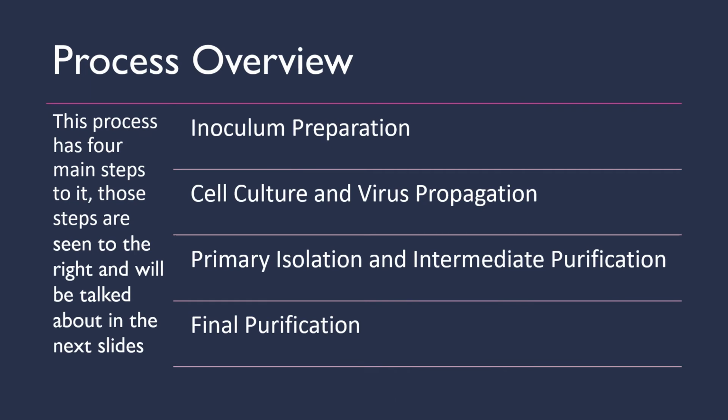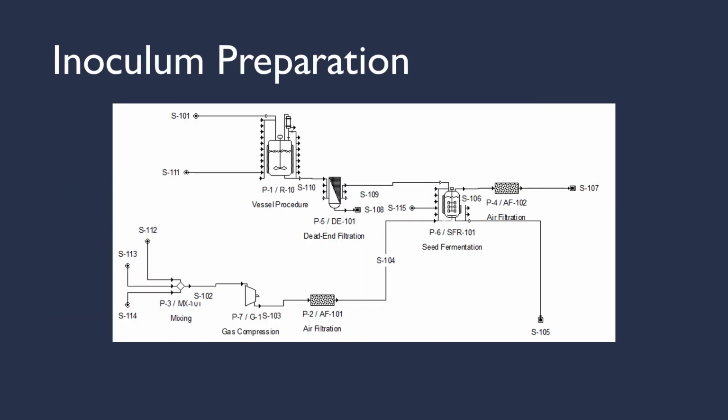This process has four main steps to it. Those steps are seen right here: inoculum preparation, cell culture and virus propagation, primary isolation and intermediate purification, and then the final step is final purification. This is the first step that we just talked about. As you can see, there's a little bit more in it than one single step. There's a couple of air filtration systems, as well as mixing, gas compression, and vessel procedures, all that kind of stuff.